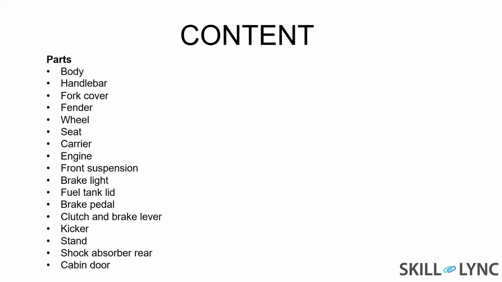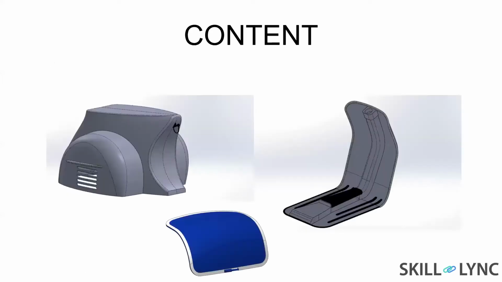These are the parts I have individually modeled, and later these parts are assembled together. The parts are body, handlebar, fork cover, fender, wheel, seat, carrier, engine, front suspension, brake light, fuel tank lid, brake pedal, clutch and brake lever, kicker, stand, rear shock absorber, and the cabin door. Now we can go through each part.